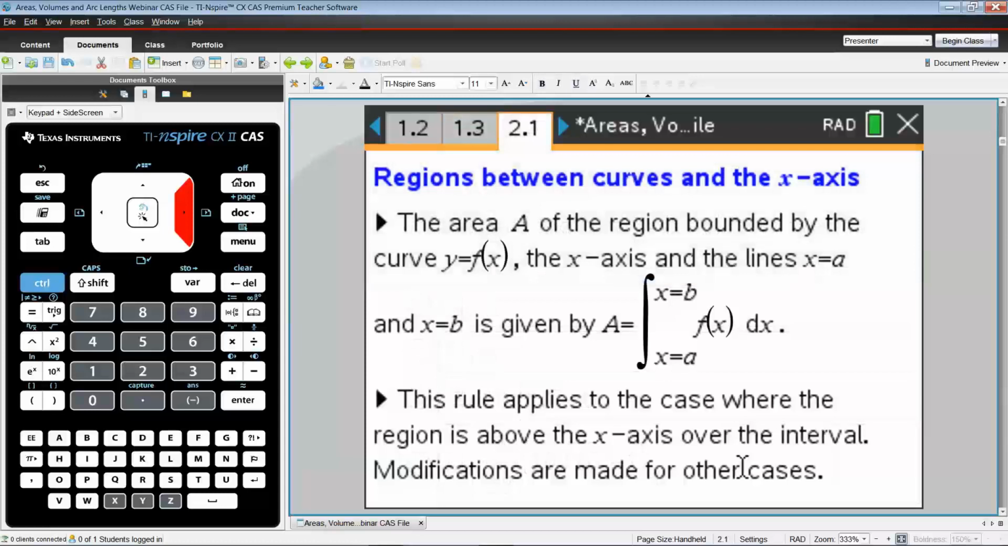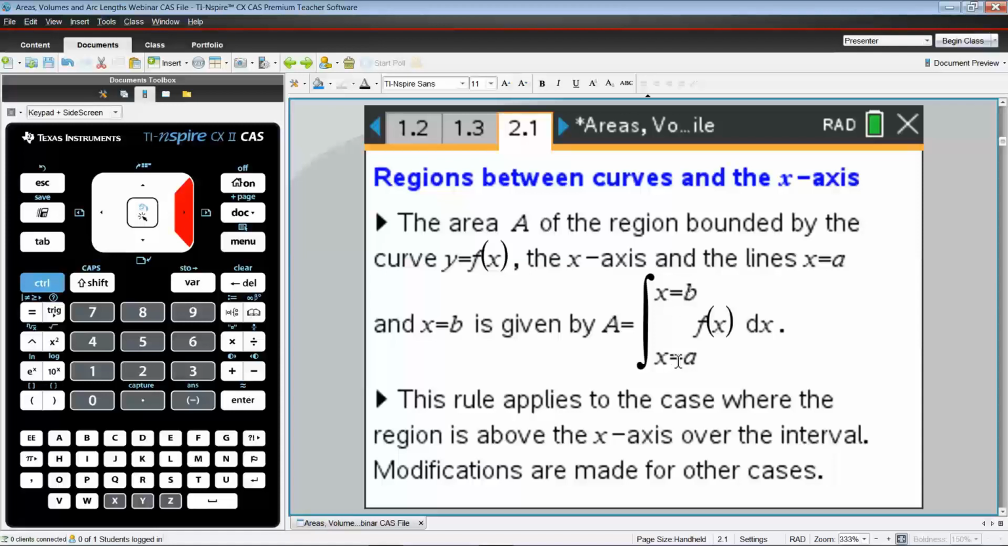Okay, so the first bit of business, let's look at regions between curves and the x-axis. If we have a curve y equals f of x, and we create a region between that curve, the x-axis and the lines x equals a and x equals b, we get an integral, where the area A equals the integral from a to b of f(x) dx.